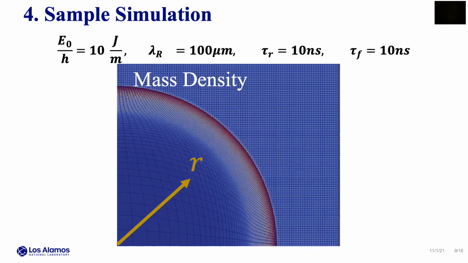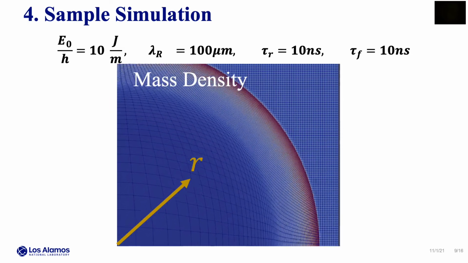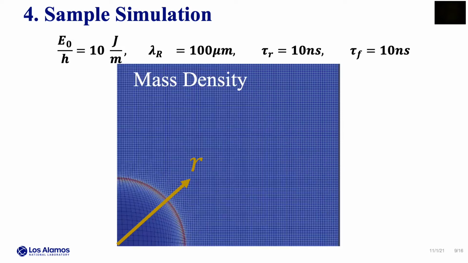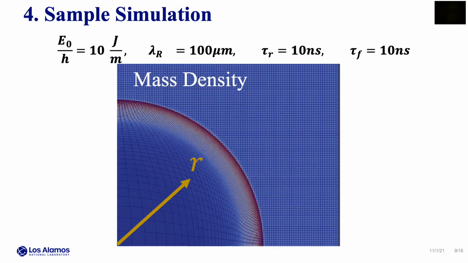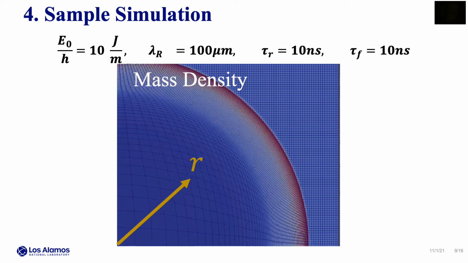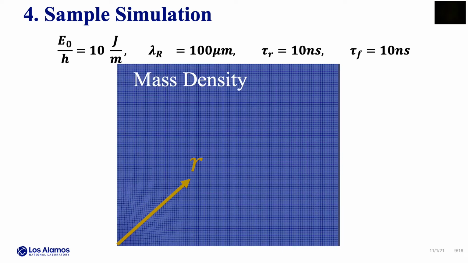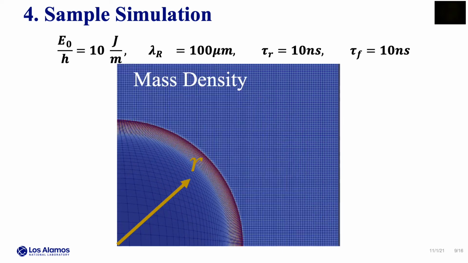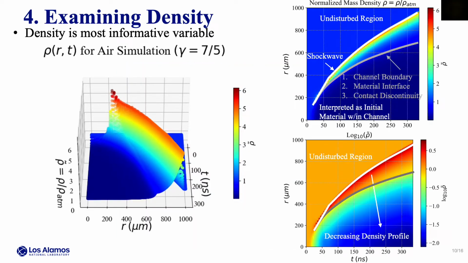The color in the figure corresponds to normalized density, with red being approximately 6, with the light blue being 1, and the dark blue asymptoting to 0. The horizontal axis is the x-coordinate, while the vertical axis is the y, with z coming out of the page. Mass density is the most informative variable due to conservation equation structure.